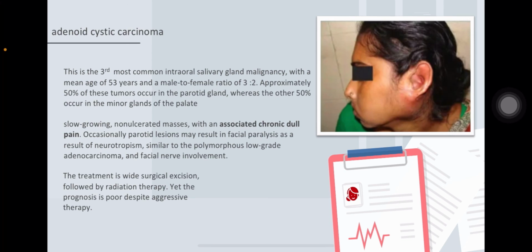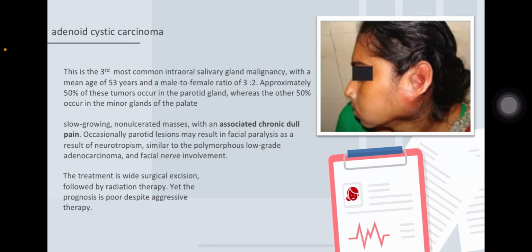The third most common intraoral salivary gland malignancy is the adenoid cystic carcinoma. This tumor happens at a mean age of 53 years with a male to female ratio of 3:2. Approximately 50% of these tumors are in the parotid gland, and the other 50% are in the minor salivary glands at the palate. This lesion clinically presents as a slow-growing, usually non-ulcerated mass with an association of chronic dull pain.